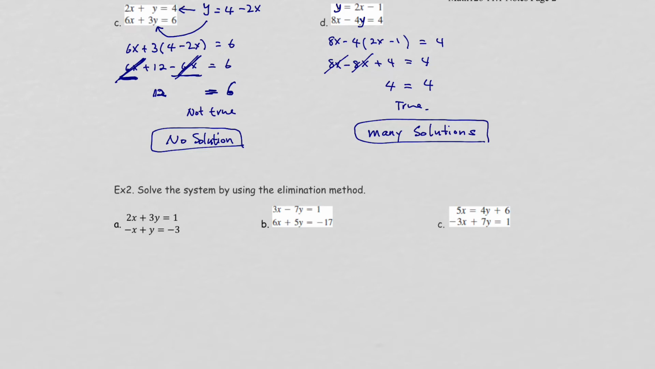Now I'm going to solve a system of linear equations using the elimination method. Remember, elimination method, another word is addition method. So why is that? We're trying to eliminate one of the variables by adding two equations. So I'm trying to add these two equations to get rid of one of the variables.